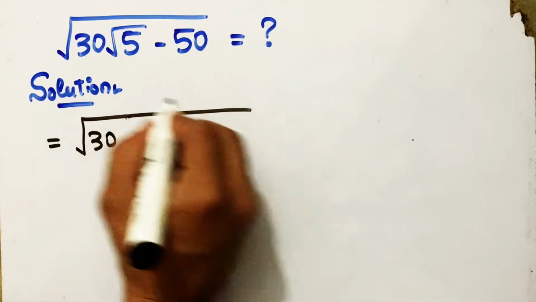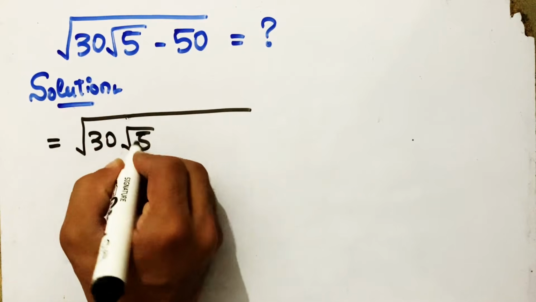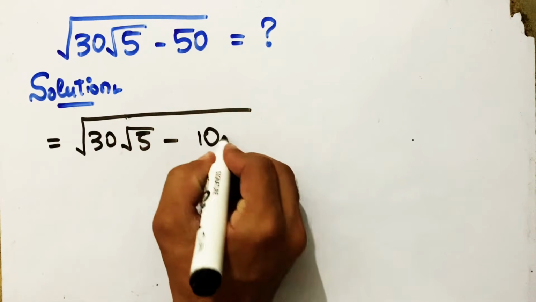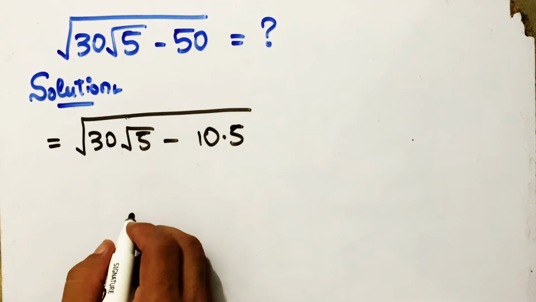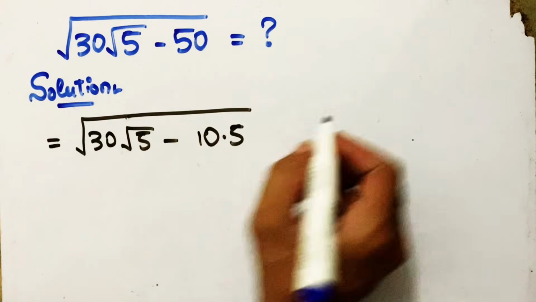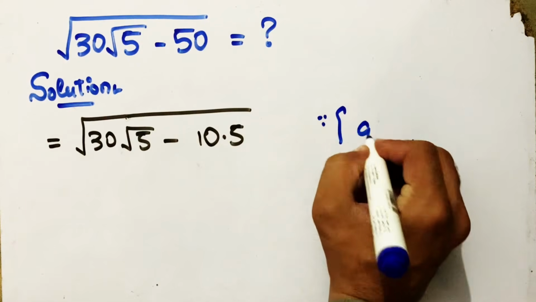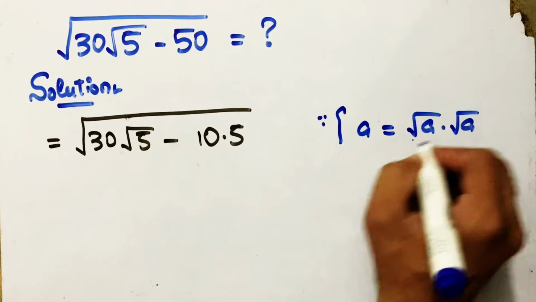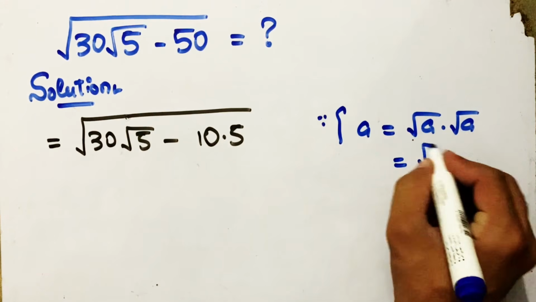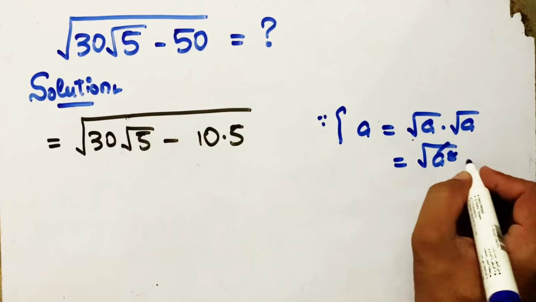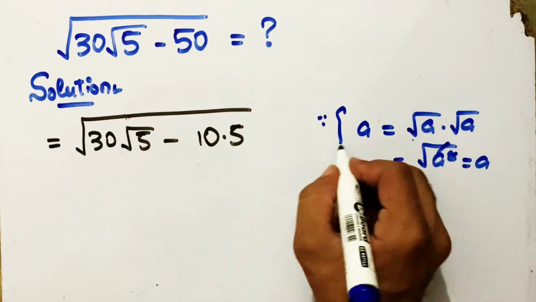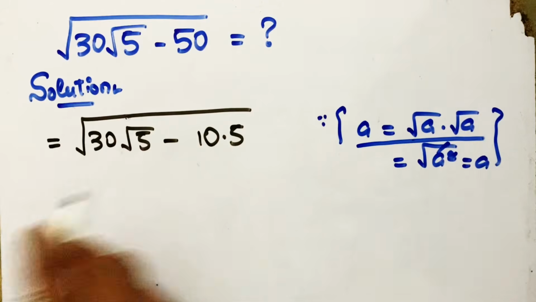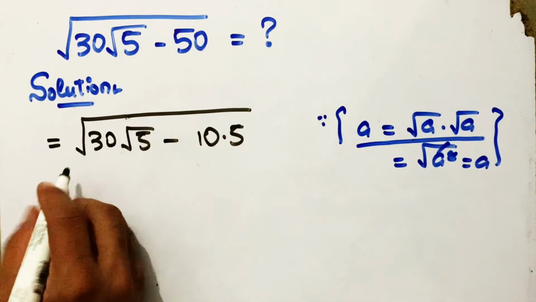the whole square root of 30 times the square root of 5 minus 50. Here 50 becomes 10 into 5. If we take something a and multiply the square root of a by the square root of a, it becomes a, since the square and square root cancel. So this term is equal to the square root of a times the square root of a.